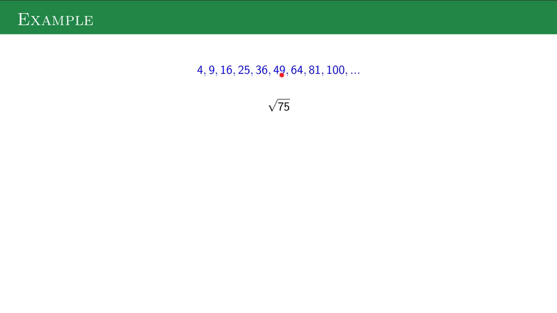75, we decide, is it divisible by any of these blue numbers? And it is. 75 is divisible by 25. It's 25 times 3. And 3 is not one of the blue numbers, so it's just going to stay there. But the square root of 25 is 5. So that's my final answer.